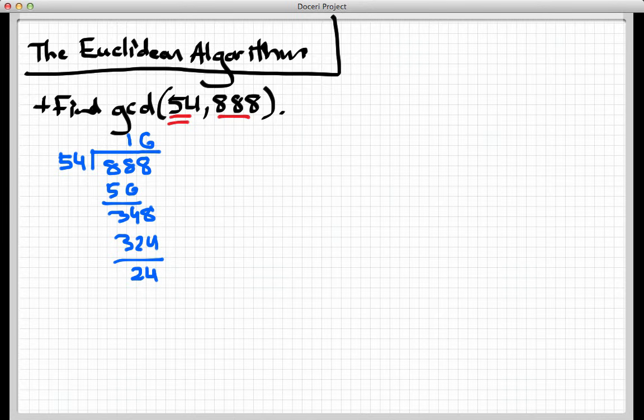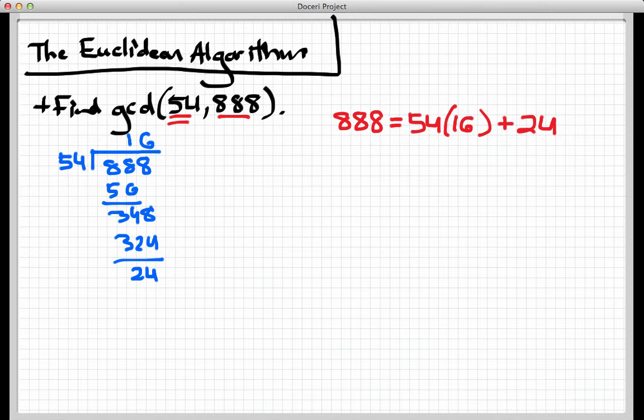Now I'm going to go over here on the right and write this down in a slightly different format than what you see here. I'm going to encapsulate the results of this long division process like this. I'm going to write 888 is equal to 54 times 16, since it went in 16 times, plus a remainder of 24. And you can verify that the left-hand side equals the right-hand side. You probably remember from your grade school arithmetic that any long division process can be written out as a multiplication and addition equation like so. So that's the first step in the Euclidean algorithm.